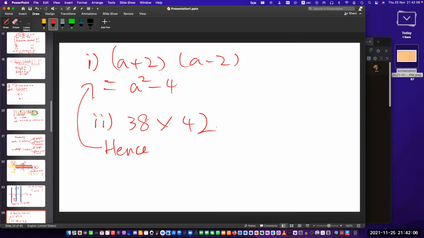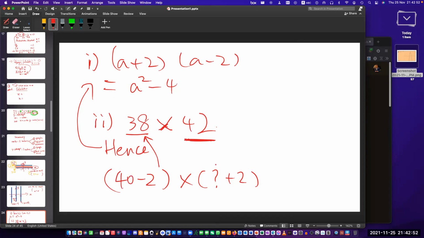So how do you do hence? Can you not see a plus 2, a minus 2? Can you not see 38 is what minus 2, then 42 is what plus 2? So answer my question. What minus 2 equals 38? Plus 2, 40. Very good. So that means your question mark is 40.